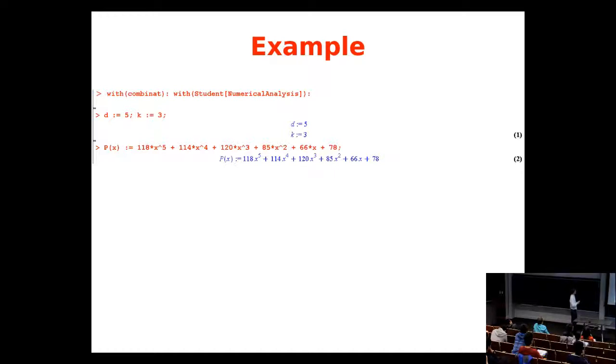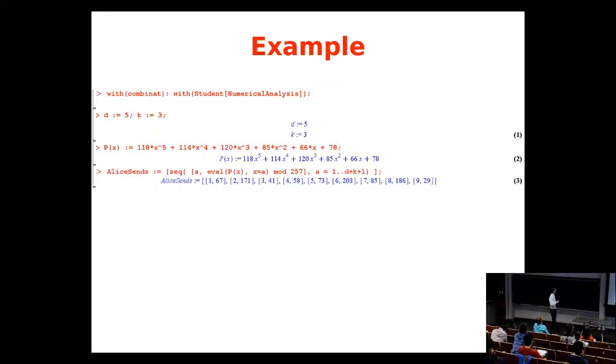And here was our favorite polynomial, right? This message was actually 118, 114, 120, etc. So I told Maple to make this polynomial out of it, of degree 5. And then Alice sends to Bob just the evaluation of this polynomial on the numbers 1, 2, 3, 4, 5, 6, 7, up to 9. I just told it to evaluate the polynomial, always mod 257, on those values. It gives me the list of what Alice sends.